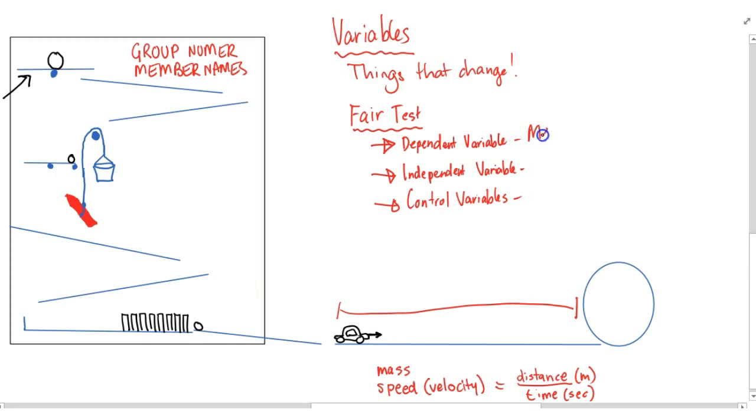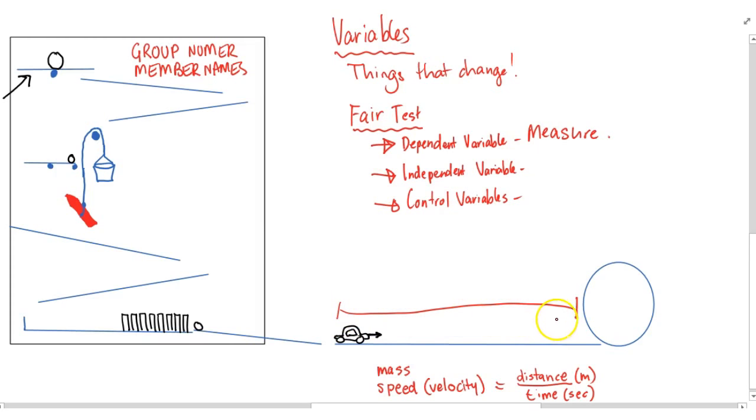The thing that we measure to compare our different machines. Okay? And in this case we're measuring several things. We're measuring the mass, the distance and the time in order to figure out its kinetic energy. But that's what we're measuring to see if our improvements have worked. That's our dependent variable.